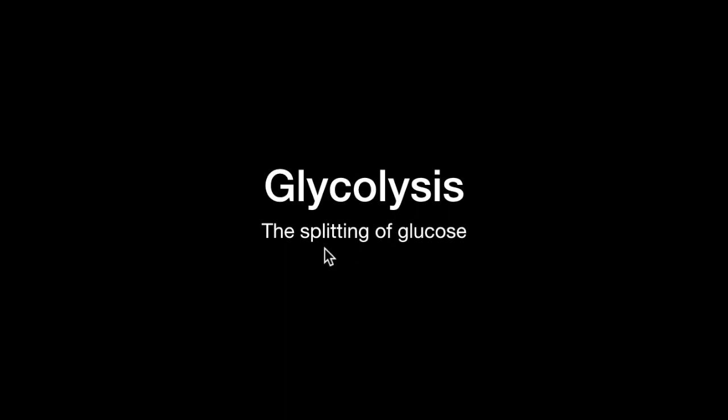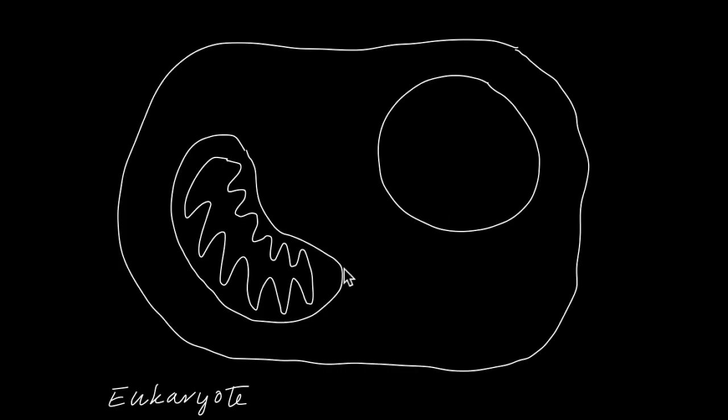Hello everybody, today we're going to talk about the splitting of glucose. The term is glycolysis. The first part of the term, glyco, means sugar. The second part of the term means to break. This is a process that happens in both eukaryotic and prokaryotic life. Pretty much all cells, as long as they have the appropriate machinery, are able to break sugar and gain some energy from it.